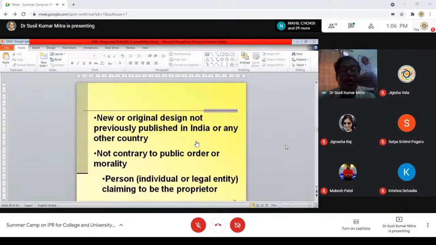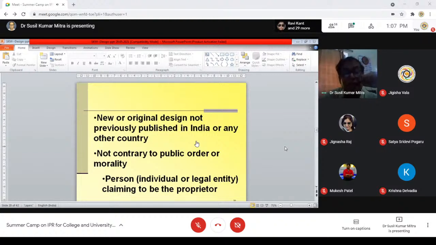So the design must be new or original, not published in India or any country, and not contrary to public order or morality. You cannot go for registration of Ganesh. You cannot go for registration of Mahatma Gandhi. You cannot register Netaji Subhash Chandra Bose or Swami Vivekananda. It will go against public order and morality.